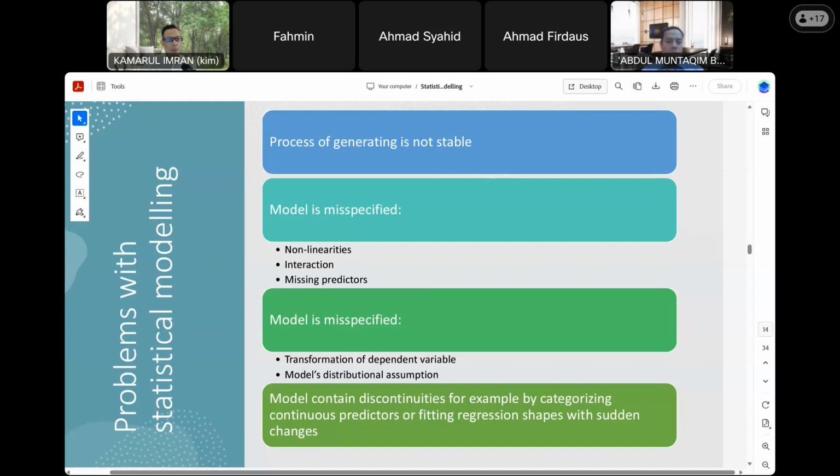Okay. Model contains discontinuities, for example, by categorizing continuous predictors. Okay, this is when you have a numerical variable. Should you categorize or should you not categorize?